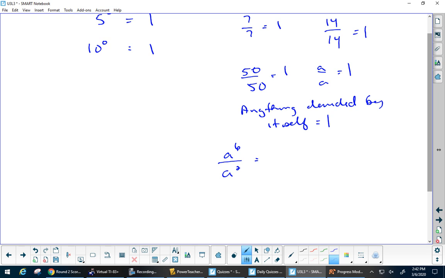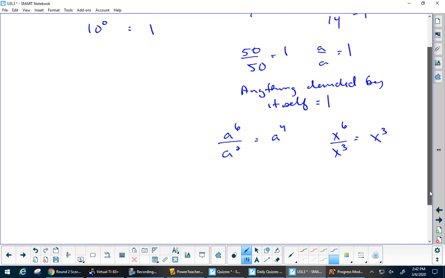Do you remember all the way to last year? What happens when you divide powers? You subtract the exponents. Do you remember that rule? This would be a to the 4. Okay? So if you had, like, x to the 6 over x to the 3, what would be the answer? X to the 3, right?